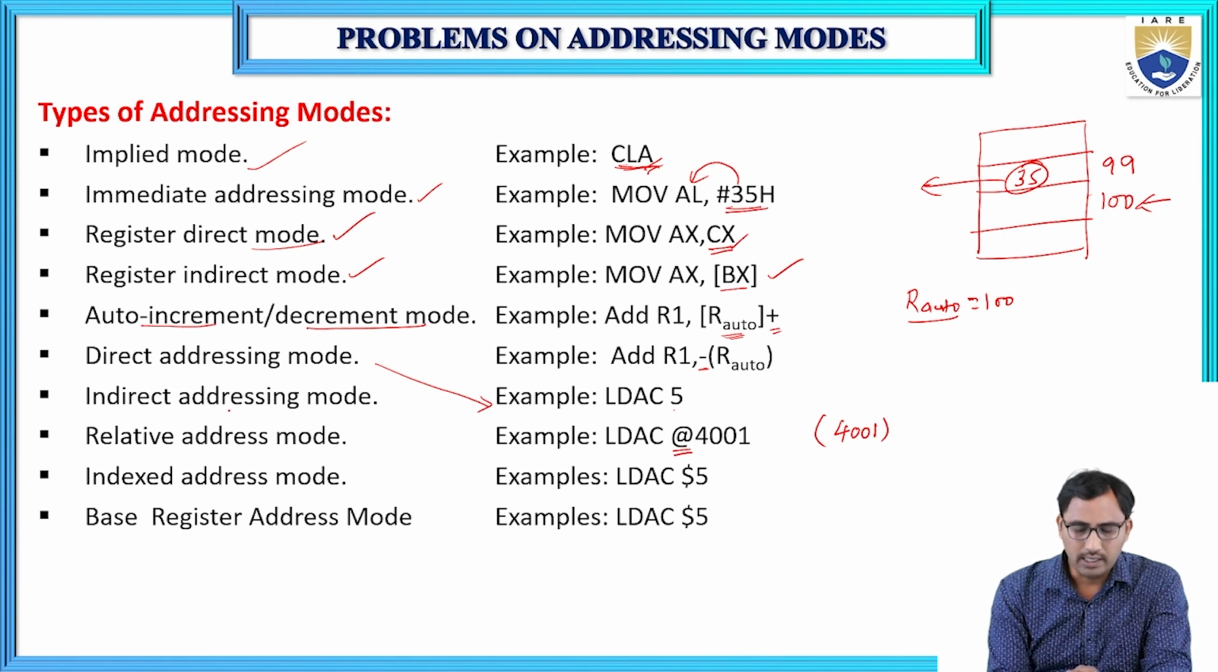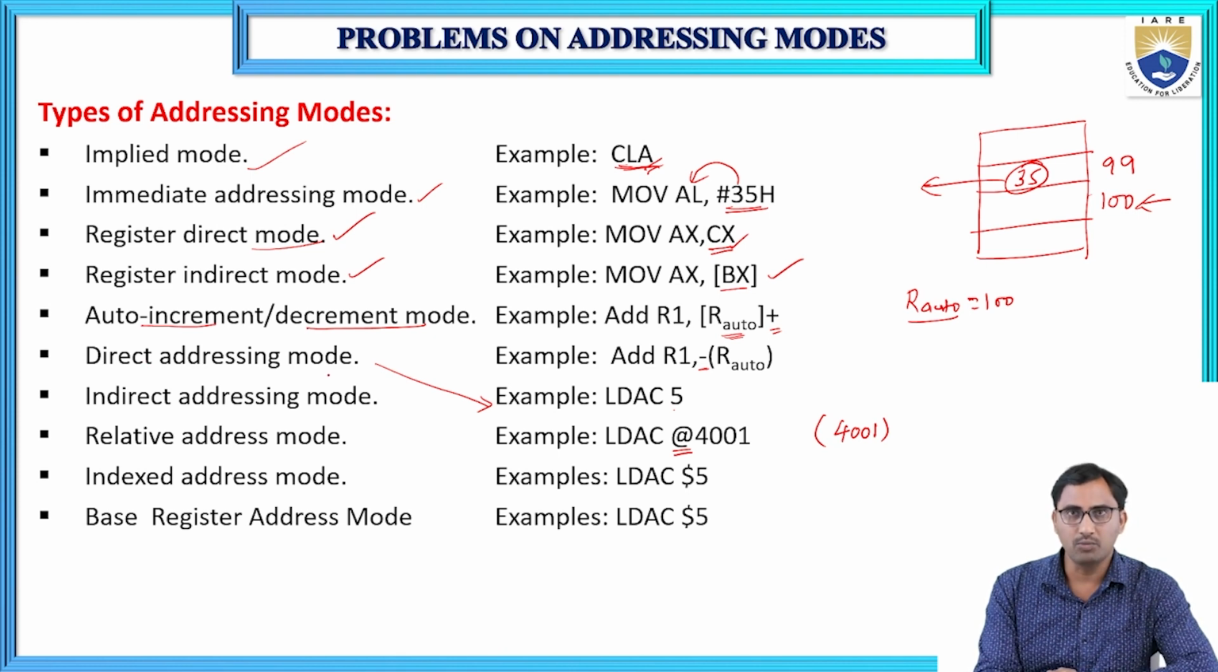Next, indirect addressing mode. In indirect addressing mode, the address is specified in an indirect way. In direct addressing mode, the effective address is mentioned directly in the instruction, for example LDAC at the rate 4001. The second one is indirect addressing mode. In indirect addressing mode, the effective address is not mentioned directly in the instruction. It is given in an indirect way.